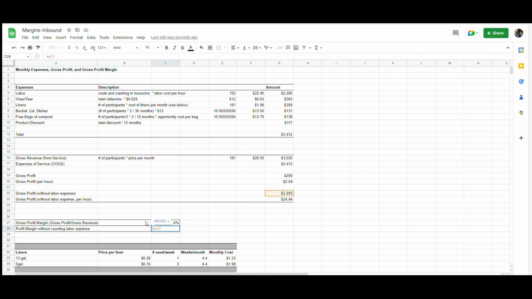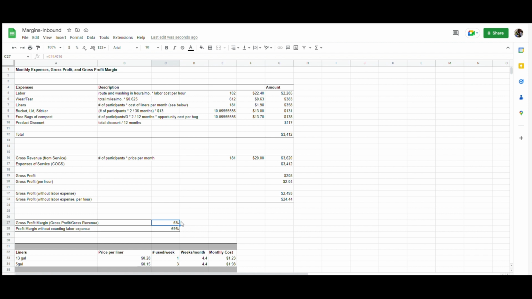G22 divided by G16. That looks a lot better. Okay, now, what do these mean? What's good, what's bad? This is positive, right? So even after paying someone, this percentage of your revenue is going back into your business or into your pocket if you happen to need money to live on.